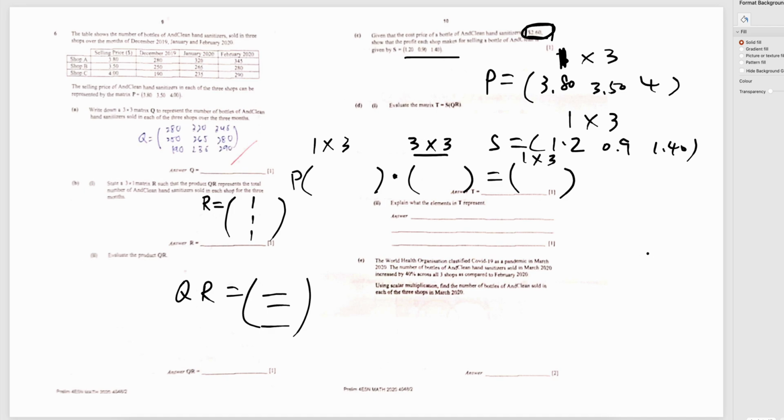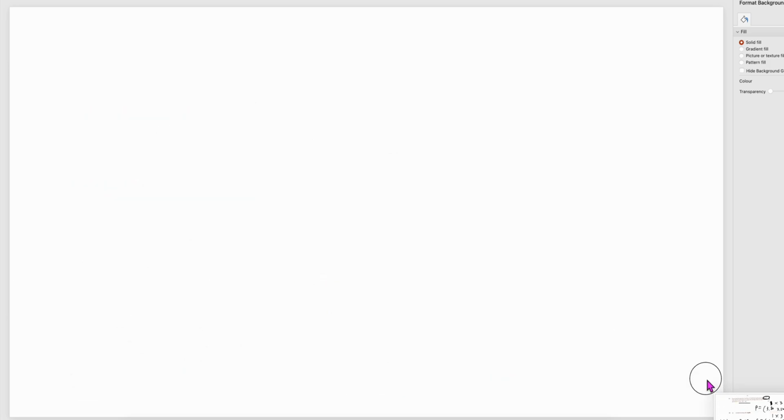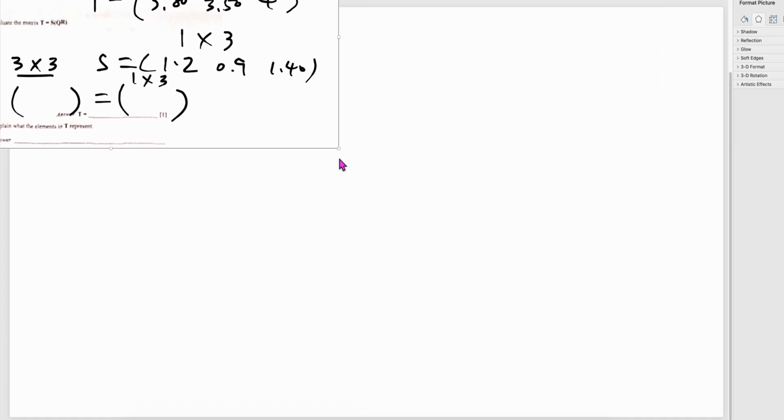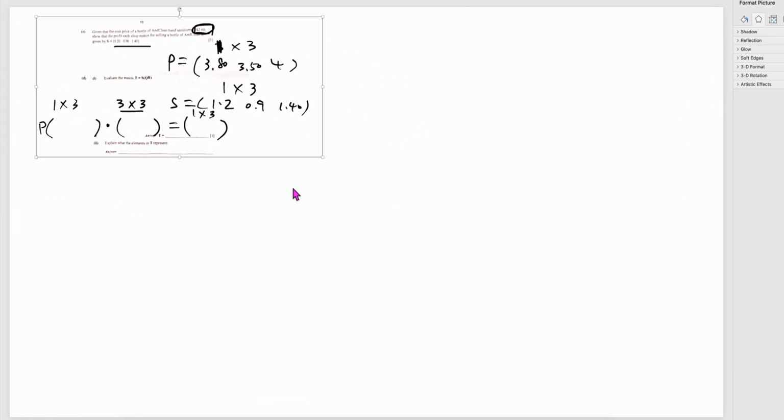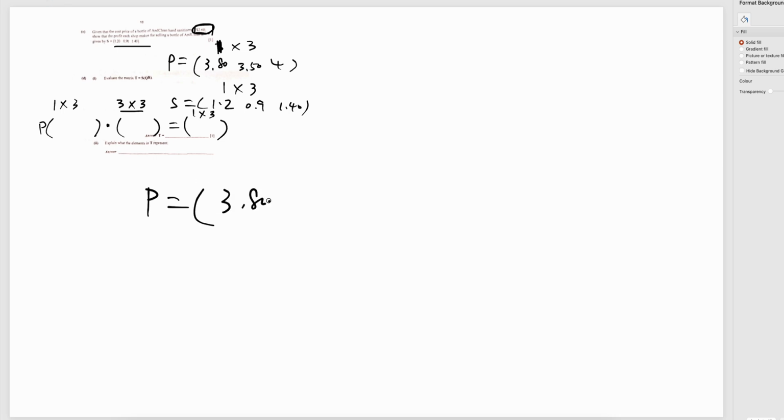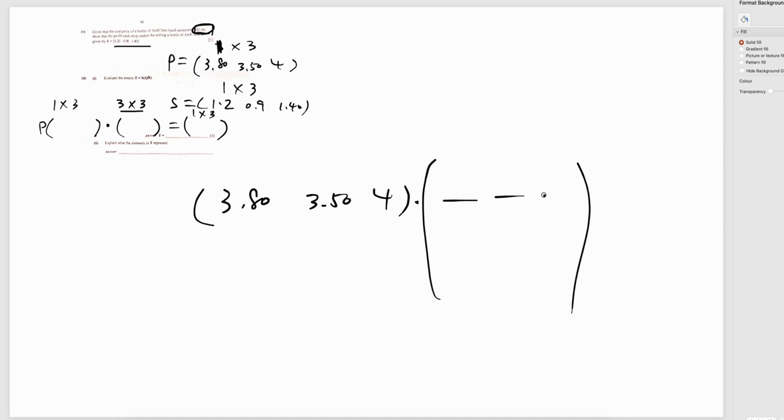Understand me now? Let's do it over there. This question is slightly harder because you need to design it. Usually they will guide you, but this one they never guide you. So P is this, and then you need to times a 3 by 3 matrix. Then you will get the 1.2, 0.9, and 1.4.